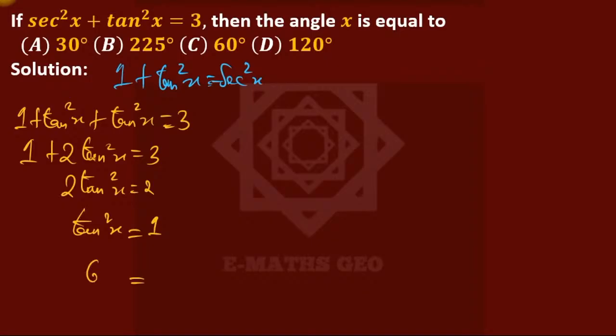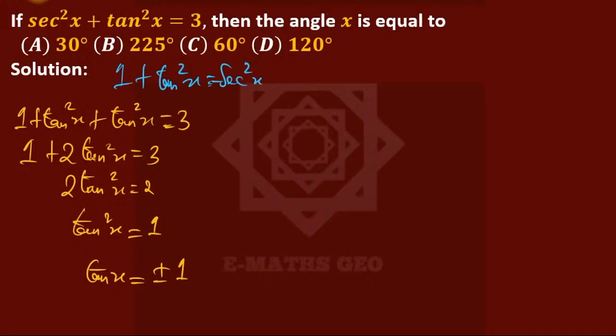And moving square to the other side becomes square root of. And square root of 1 is plus or minus, so plus or minus 1. There's a reason for the negative angle, because tan is positive in some quadrants, while in some it is negative. So be careful. Now it has two answers.